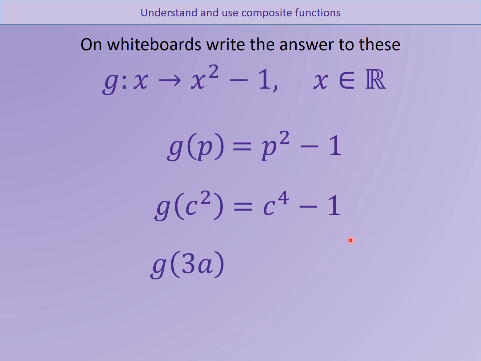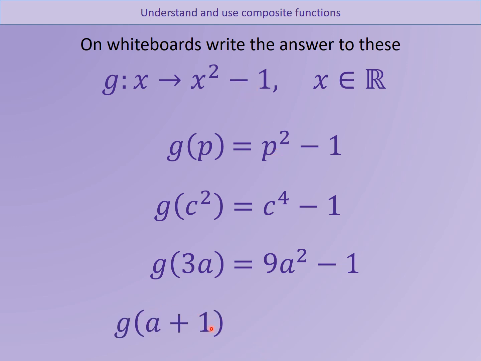Okay, try that. What does it do to 3a? So pause, and let's see what you got. So it took that 3a, it squares it, so that's going to be 9a squared. Take away 1. Notice it's 3a all squared, so it's 9a squared, take away 1. Always takes away 1 at the end. Last one. What does it do to that function?